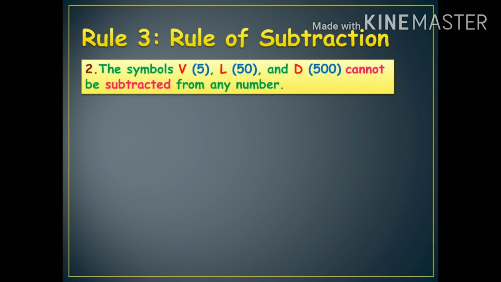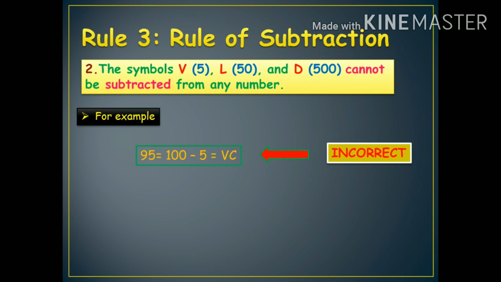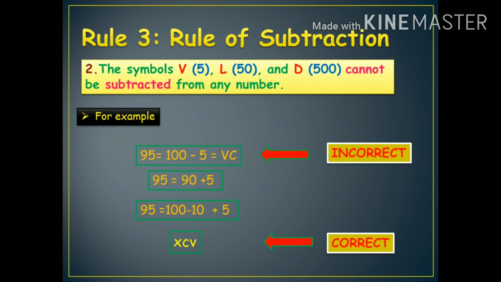Rule of subtraction number 2. The symbols V, L and D cannot be subtracted from any number. For example, if we write 95 as 100 minus 5, that is VC, it is incorrect. To write 95, we just have to add 5 to 90. So, to write 95, we have to write 100 minus 10 plus 5. It will be XCV, which is the correct symbol for 95.